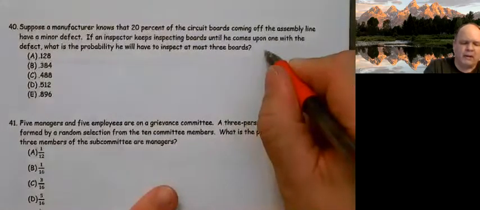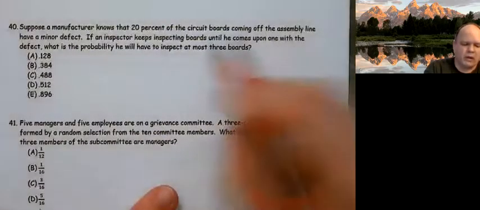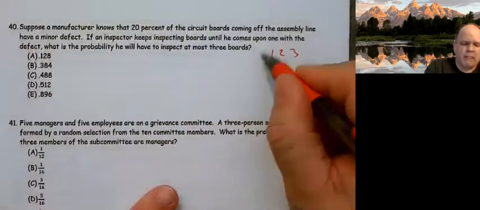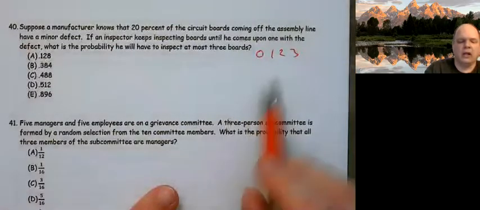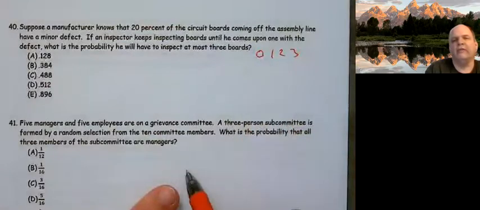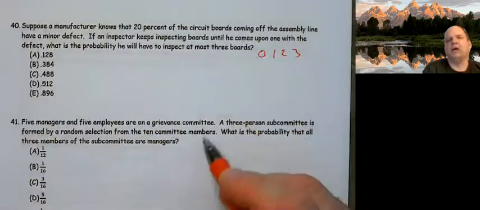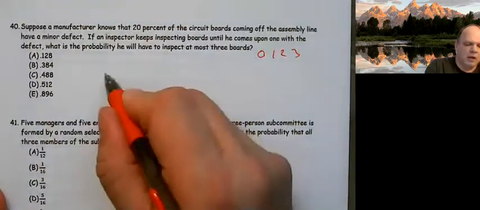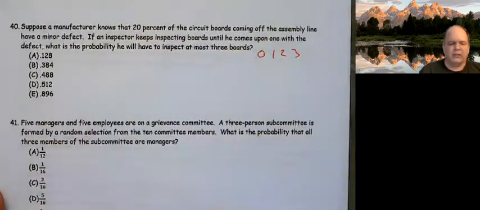So that means 1, 2, 3. All right. So 1 minus the probability of no defects. 1 minus the probability of no defects. And is that the way I really want to think about that problem?